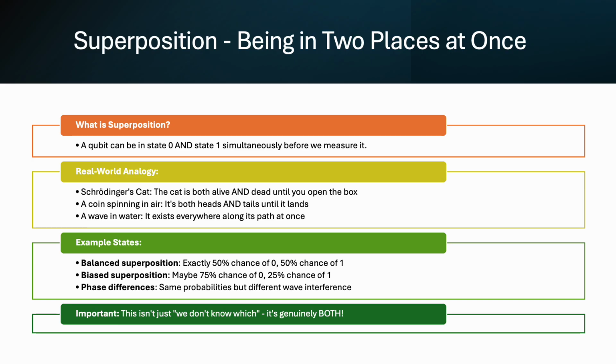Now let's tackle one of the weirdest and most important concepts in quantum mechanics, that is superposition. In our everyday experience, things are in one definite state. A light is either on or off, a door is either open or closed, and you are either awake or asleep. But in the quantum world, particles can exist in multiple states simultaneously. A qubit in superposition is not just probably 0 or probably 1. It generally exists as both 0 and 1 at the same time until we measure it.